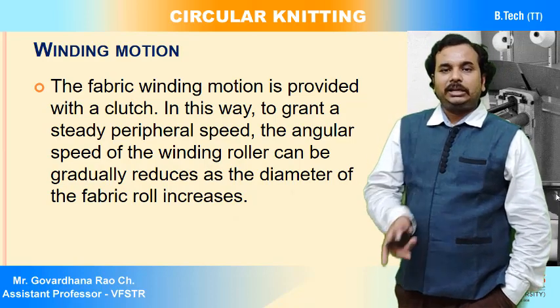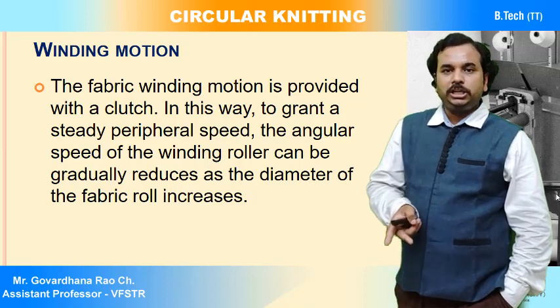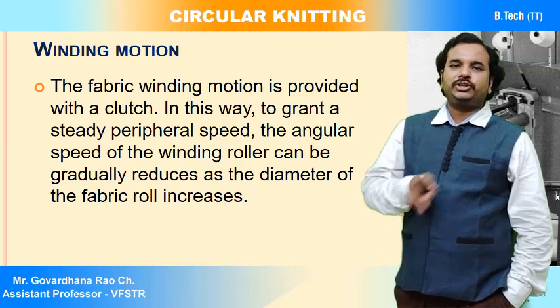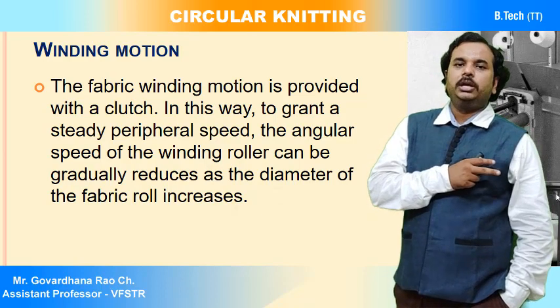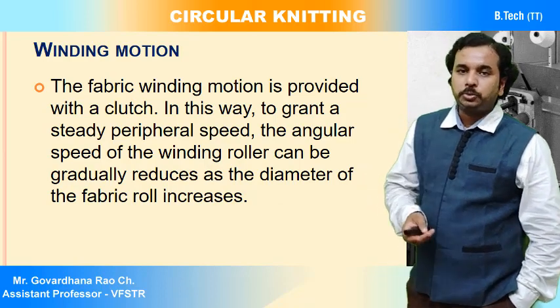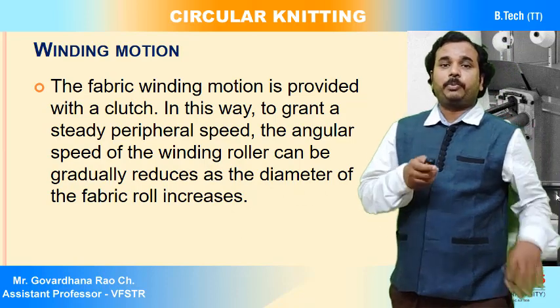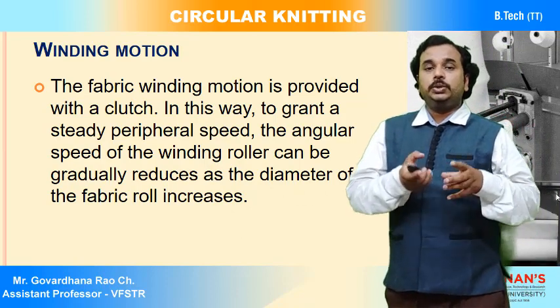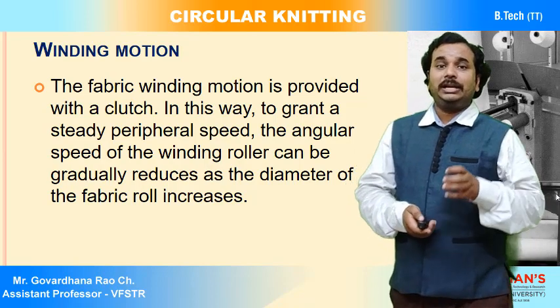Okay, if you vary the winding speed, and it does not match the takedown mechanism speed, then overstretch is going to occur. So it is going to affect the fabric properties. That is why you need to control the winding motion speed.